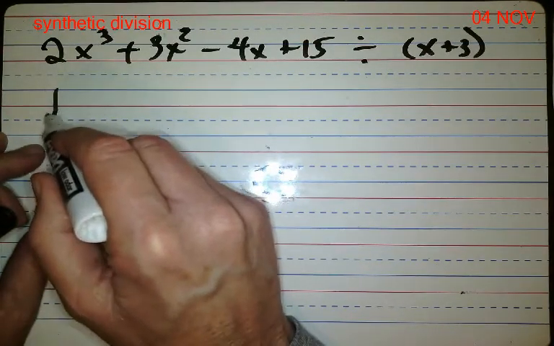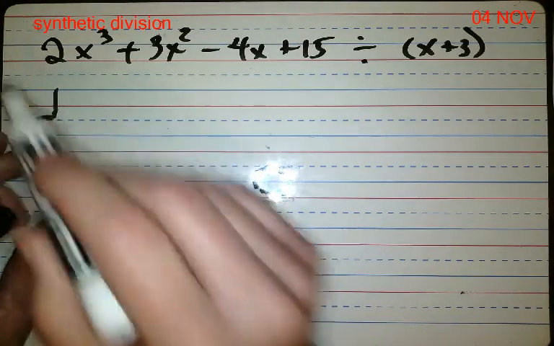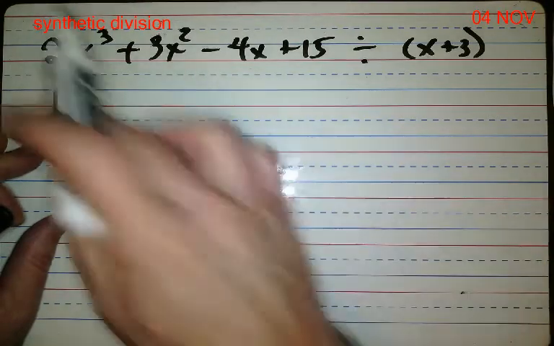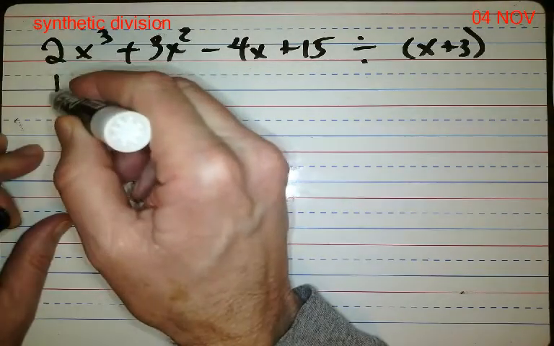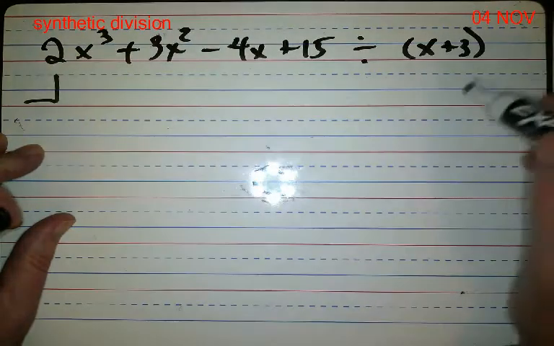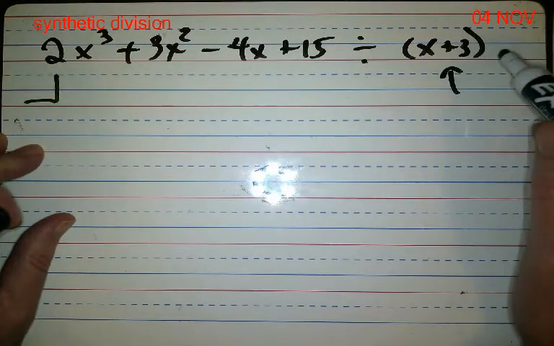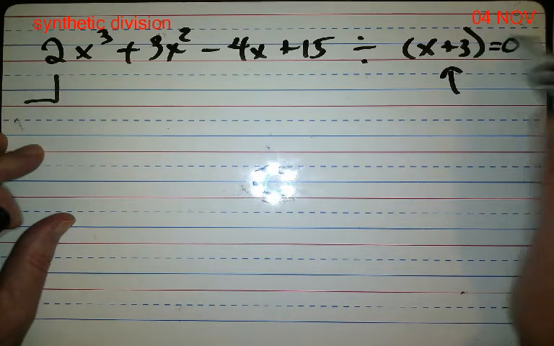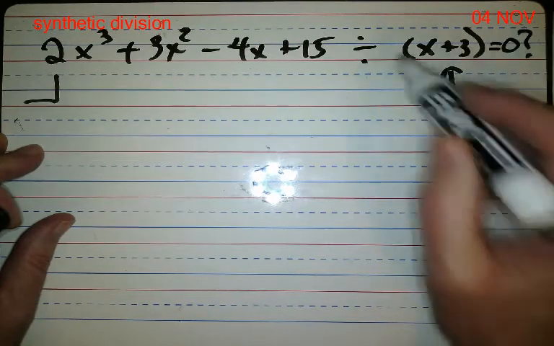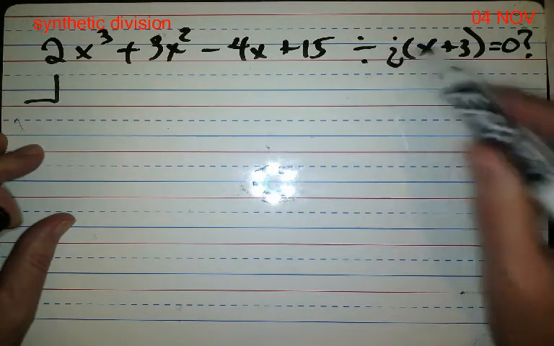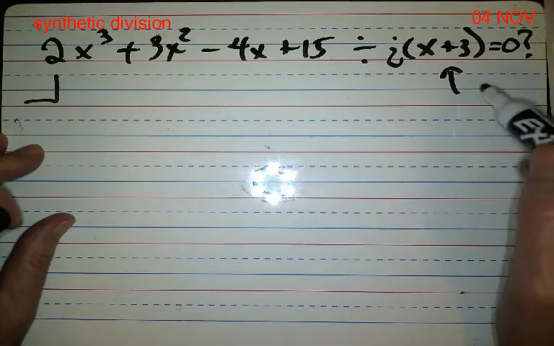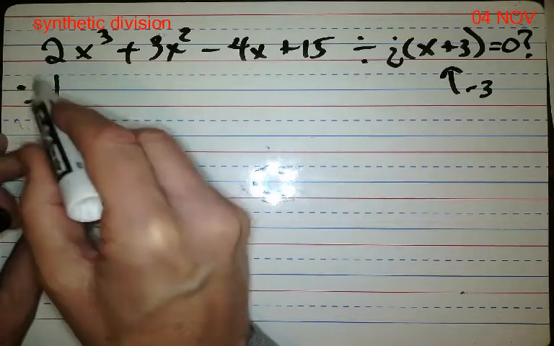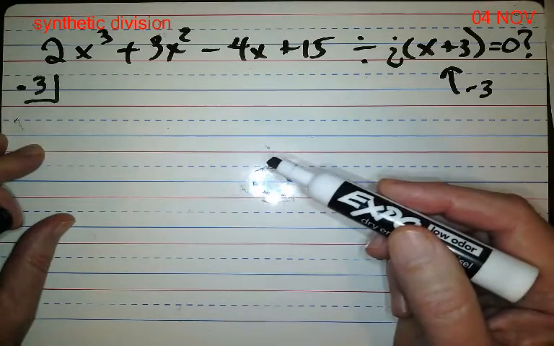One, you have to find the number that goes out here. What are you dividing by? The way you find that is you find what makes this equal 0. If you can figure out the number that makes this equal 0, that's our question. Well, -3, right? -3 plus 3 would make that equal 0. So this is what you're dividing by. And you say, it looks so different.